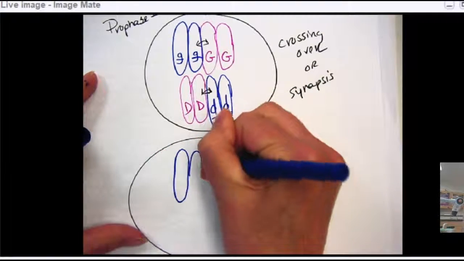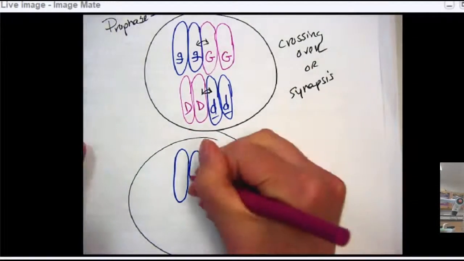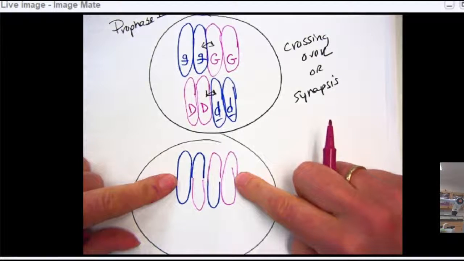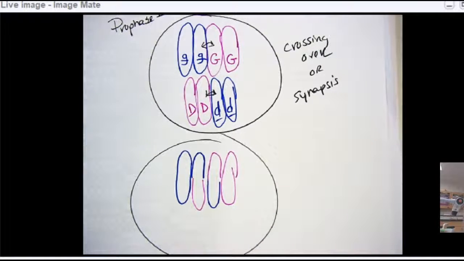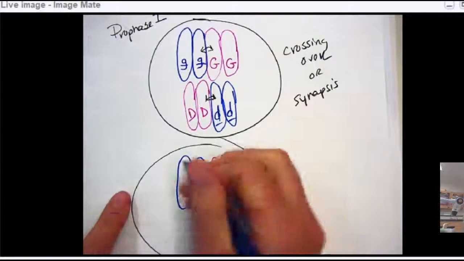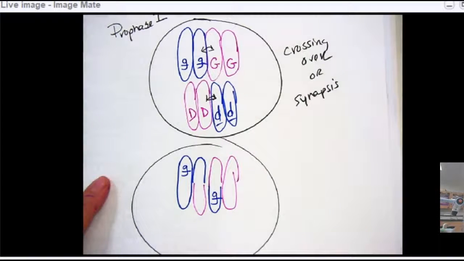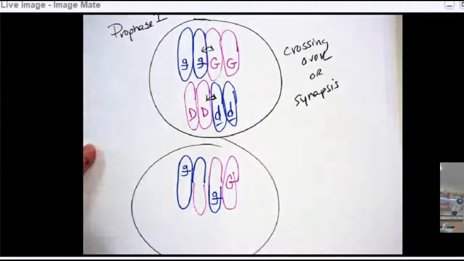that looks more like this. For part, I have my ones on the outside that stay the same, but my ones in the middle switch sides, or crossed over. Initially we had a recessive G. I'm going to say that my recessive G moved over here, it crossed over. Here we had dominant G. Here's my dominant G that crossed over.